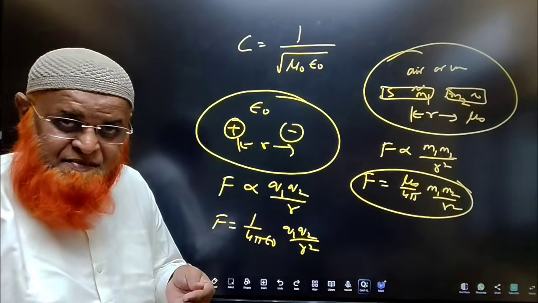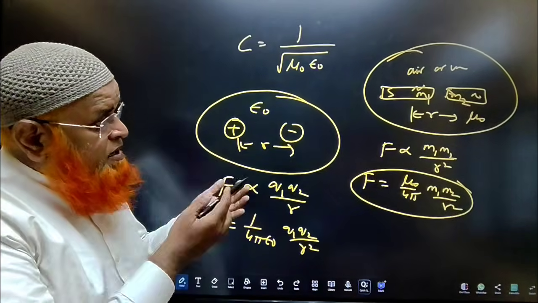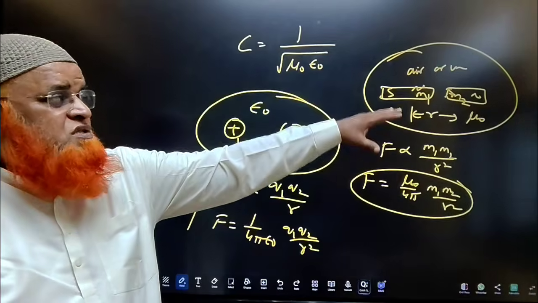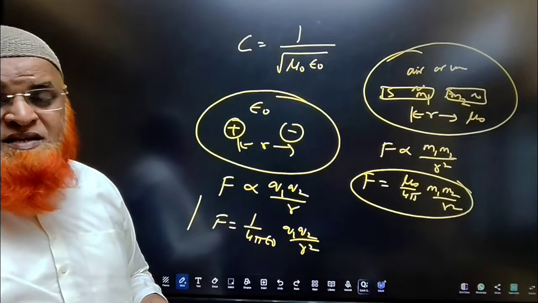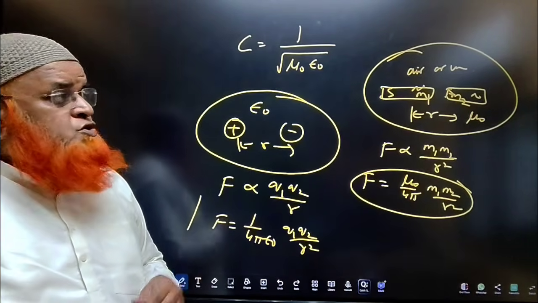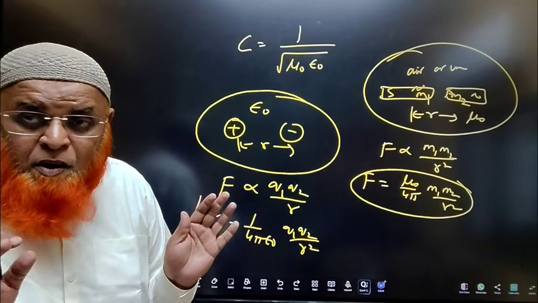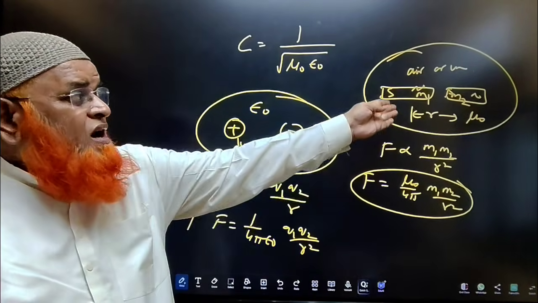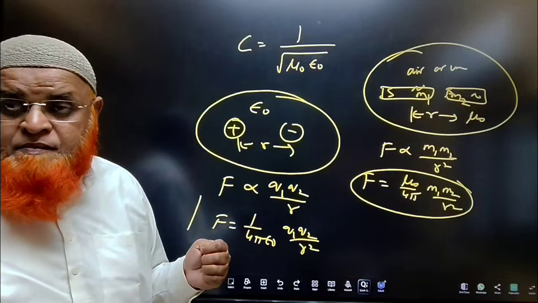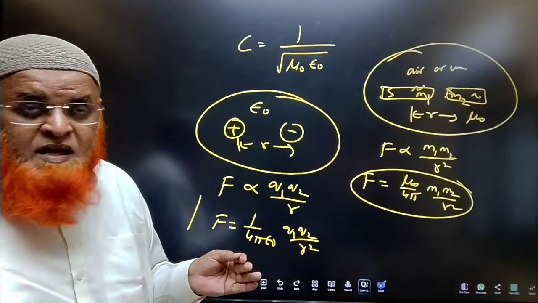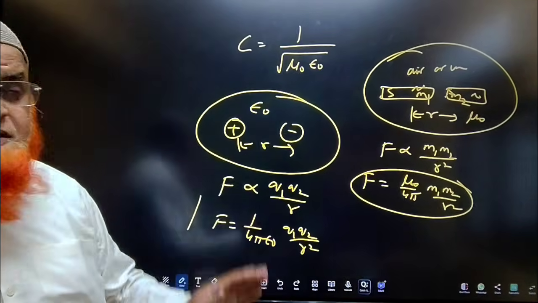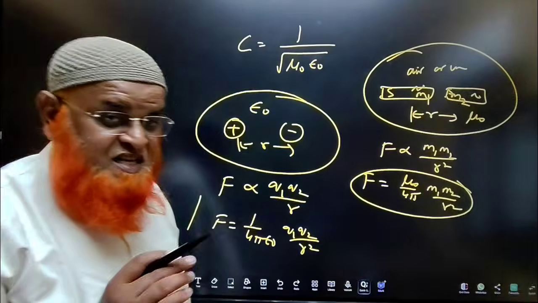Permeability is the ability to permit attraction or repulsion; this is used in magnetism. Permittivity is used in electrostatics, electricity. So both are properties of a medium. These are not properties of charges. Mu naught is not the property of a magnet, it's the property of a medium.